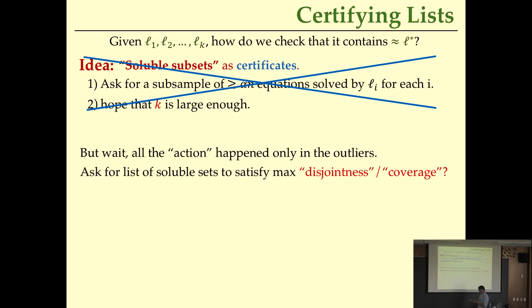If you give me a list, L1, L2, up to L sub k, each of them comes with a soluble subset, in the sense that it comes with a set of size alpha n equations for which Li is a solution. Now, I should really ask that these soluble subsets do not somehow favor any particular sample too much. They should have some coverage property. They should look at each sample as much as they can, so that I can guarantee that they haven't ignored the inliers.